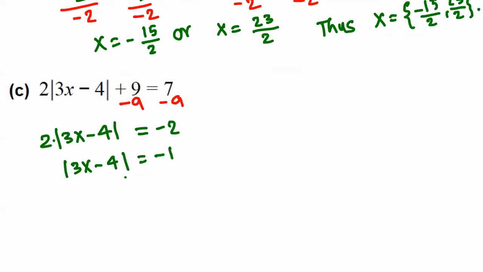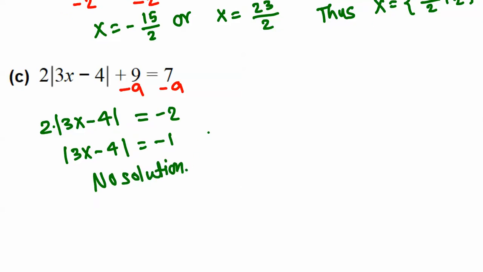Okay, now we have the situation of absolute value of something equals negative 1. That is never true. Absolute value of anything is always 0 or positive. This cannot be negative. So from this we say no solution. Do not use the fact I wrote earlier, because the absolute value of any number is always non-negative.